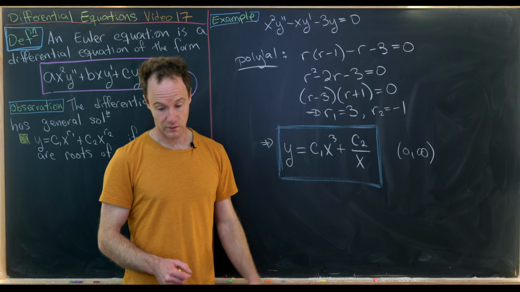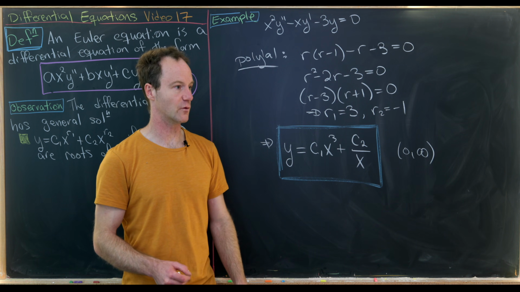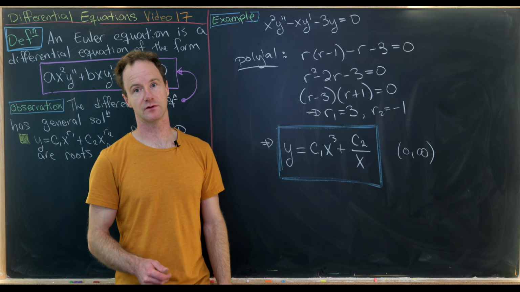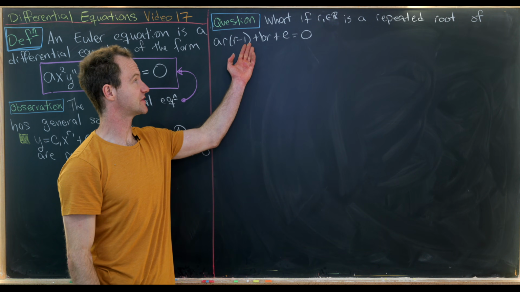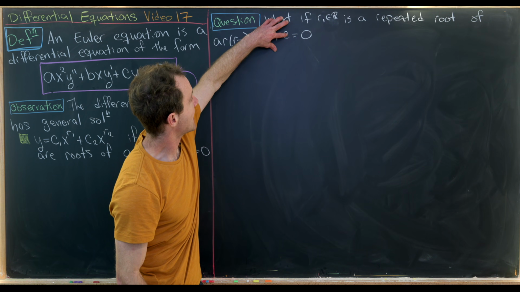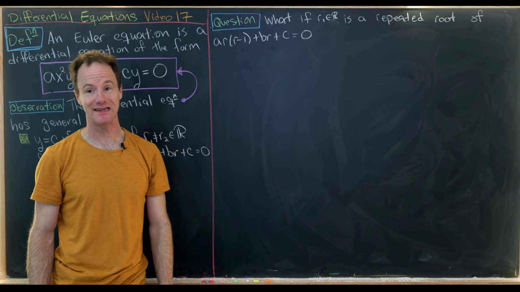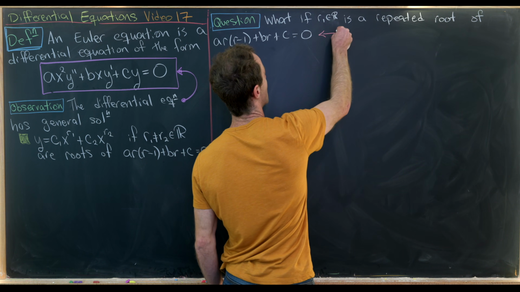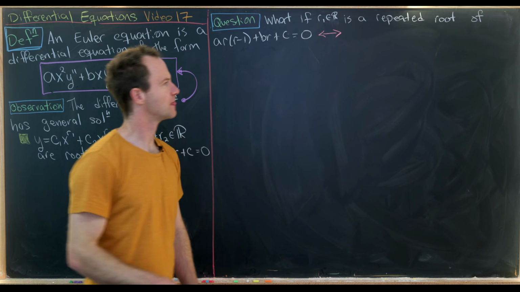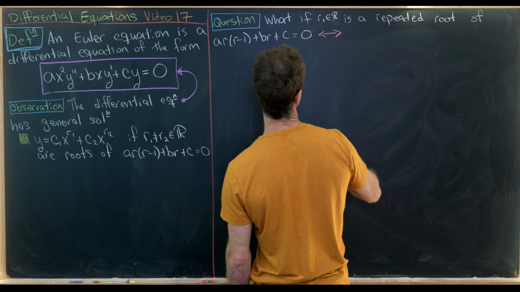Okay, so now let's go from this example to looking at the question of what happens if we have repeated real roots. So now we'll look at the second case, which is what happens if the indicial polynomial a times r minus 1 plus b times r plus c has a single repeated real root, which I'll call r1. So let's real quick notice that that means we can make the following factorization.